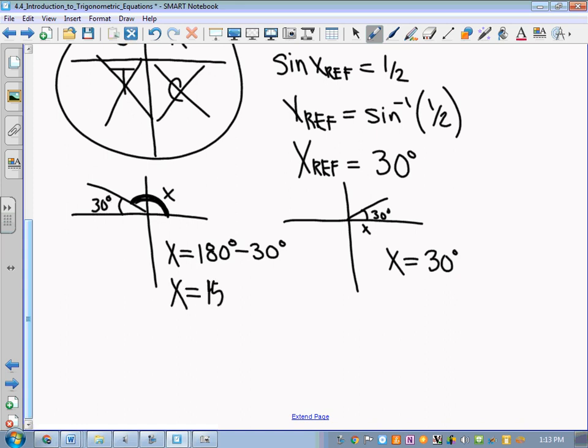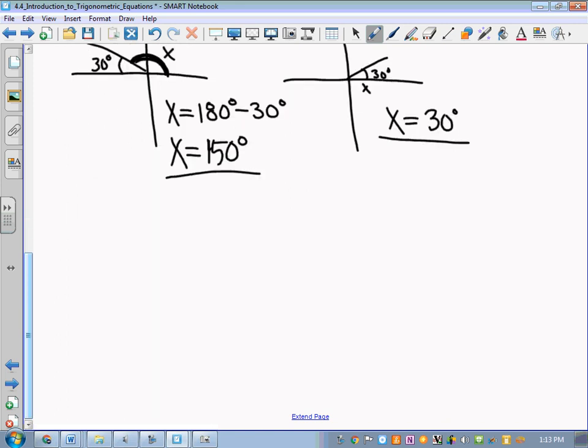Please remember that both of these answers, x equals 150 and x equals 30, you can check by taking the sine of those angles, and it needs to be equal to 1/2. And again, a nice little summary, never a bad idea. I would finish this question by saying that x can be 30 degrees or 150 degrees.